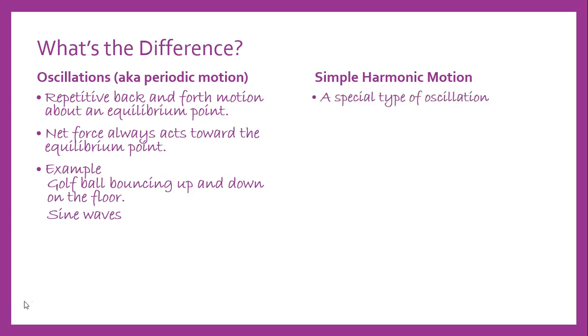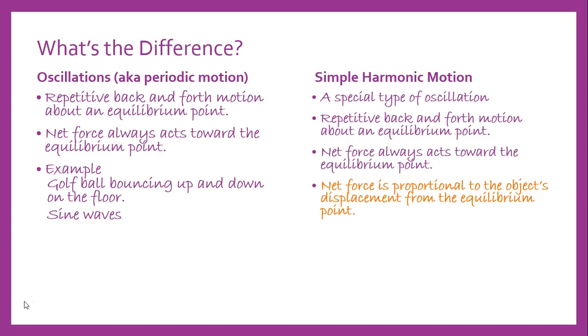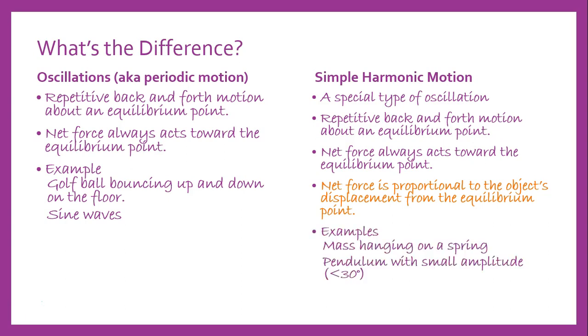Simple harmonic motion is a special type of oscillation. It has the first two requirements, repetitive back and forth motion about an equilibrium point, and the net force always acts toward the equilibrium point, but it has a special condition. The net force is proportional to the object's displacement from the equilibrium point. So in other words, this net force that's always acting to move the object back to the equilibrium point gets larger the further away from the equilibrium point you get. Some examples here are mass hanging on a spring and a pendulum with small amplitudes, anything less than 30 degrees.